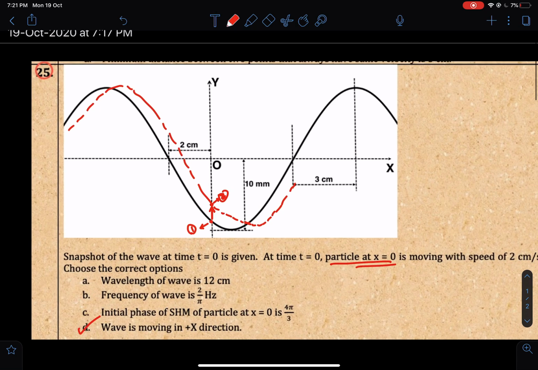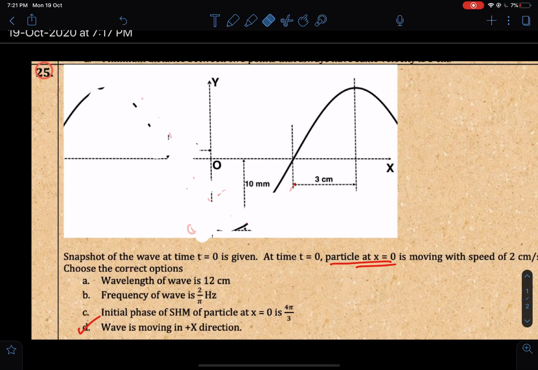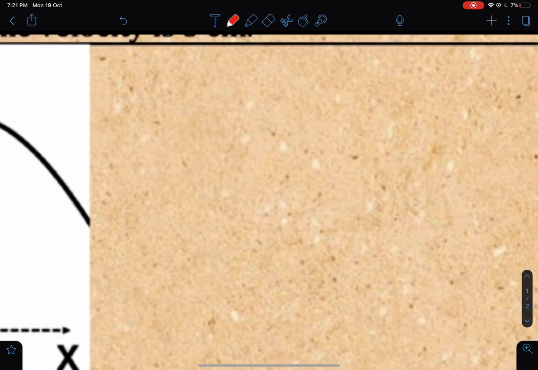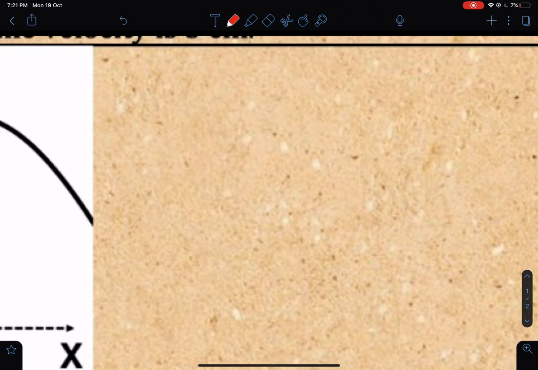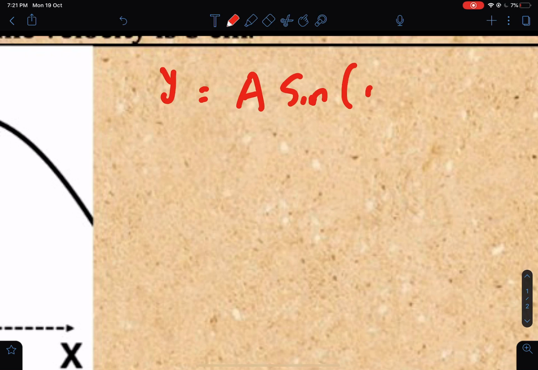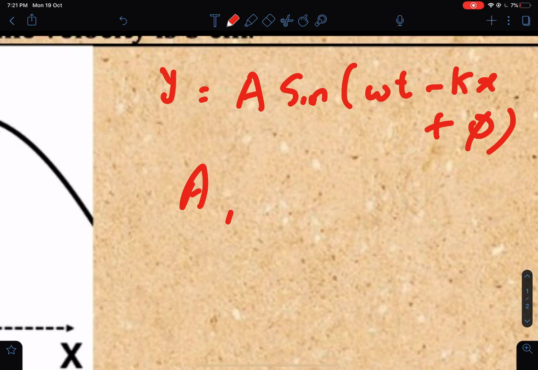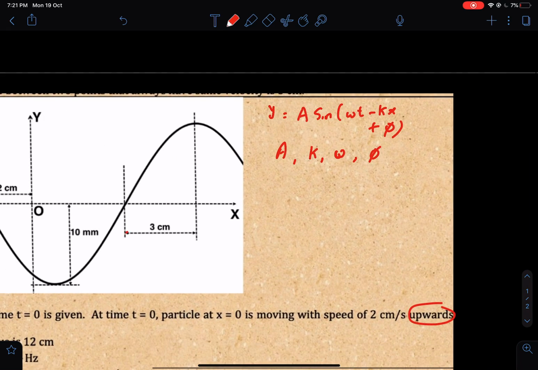So this is fine. Now let us check how we find out the equation of the wave. The wave equation is of the form y equals A sine of (omega t minus kx plus phi). So there are four things to find: first A, then k, omega and phi. If we can find these four things, then it's done. So let's start with A.